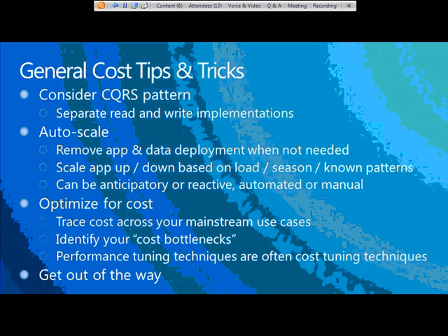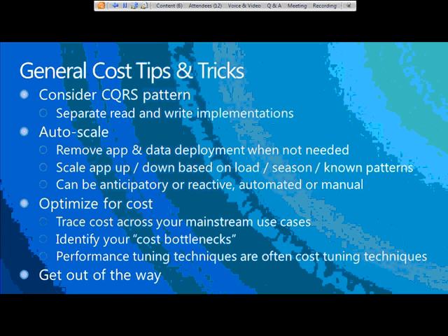Then optimize for cost. You want to trace, in your modeling of your solution, costs across your use cases. Follow your use cases and think about the cost that's going on. You want to identify your cost bottlenecks, and really, you can treat this like a performance problem. Many of the performance tuning techniques out there are also cost tuning techniques.